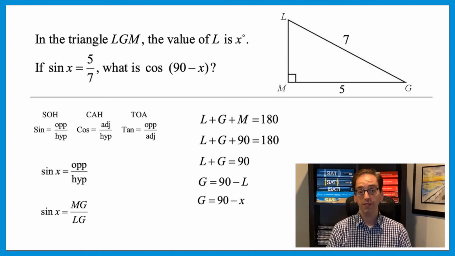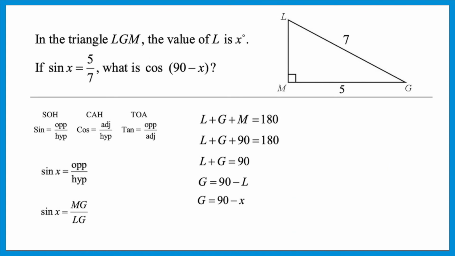So let's put all of that information together. Asking for the cosine of 90 minus x is really like asking for the cosine of G. Again, using SOHCAHTOA, cosine is adjacent over hypotenuse. That means we need MG over LG, which is 5 over 7. The answer is 5 over 7.